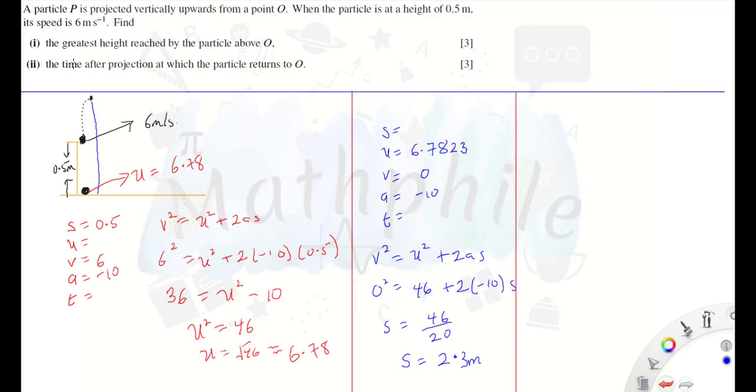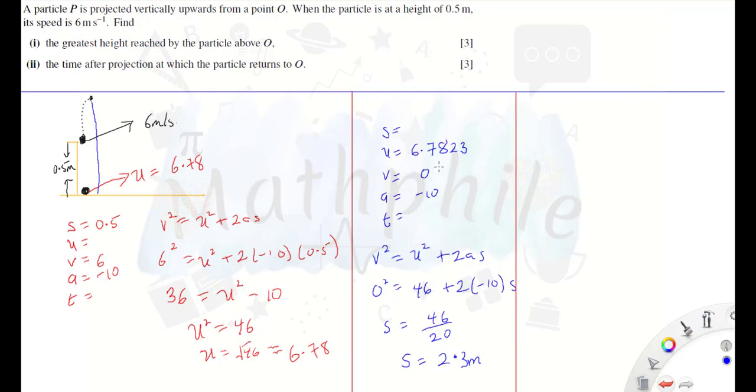I'm proud. So let's find the time after projection at which the particle returns to O. With this one, I only need the time from this side to this side, then multiply by 2. Are you getting me? I think in one of the sessions we proved that the time it takes the particle to get to the top and return to the same position is the same. Yes, it's going to be the same.